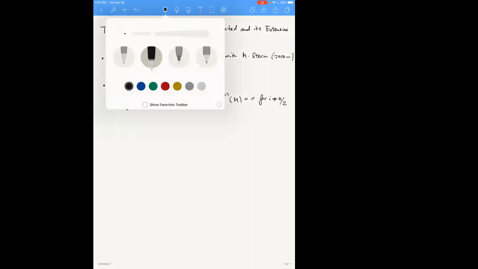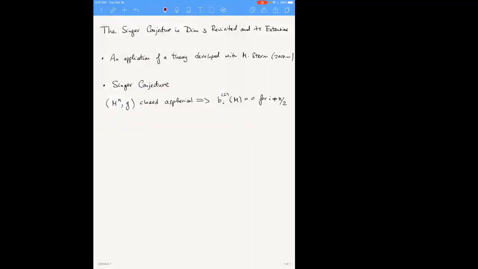Now let me try to tell you what this means. Aspherical means that if you take the universal cover, let's say from M tilde to M, then the total space M tilde is contractible. It's contractible. Okay. So in particular, if you think, for example, of a torus, the universal cover is R^n, and that's an example of an aspherical manifold.